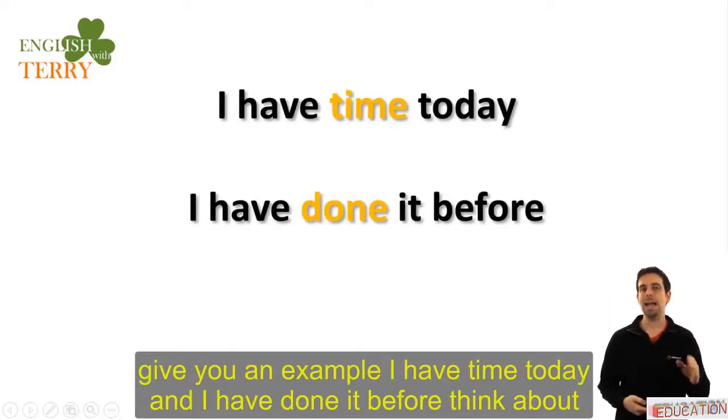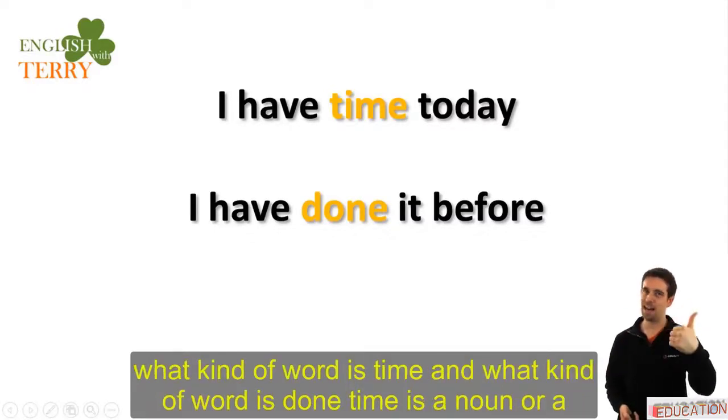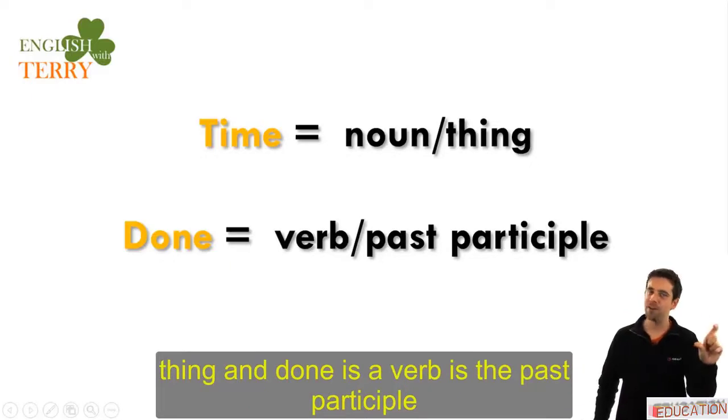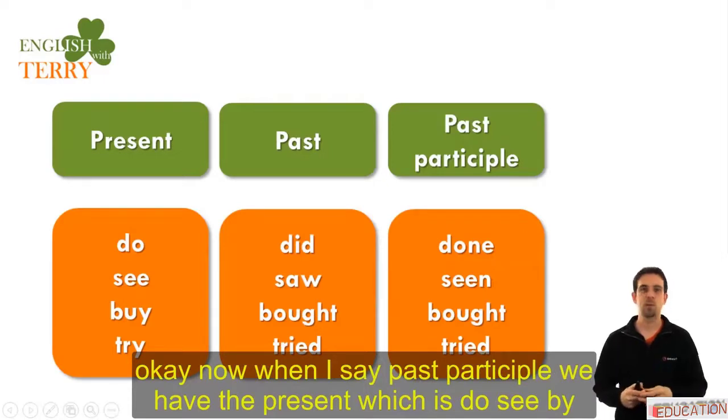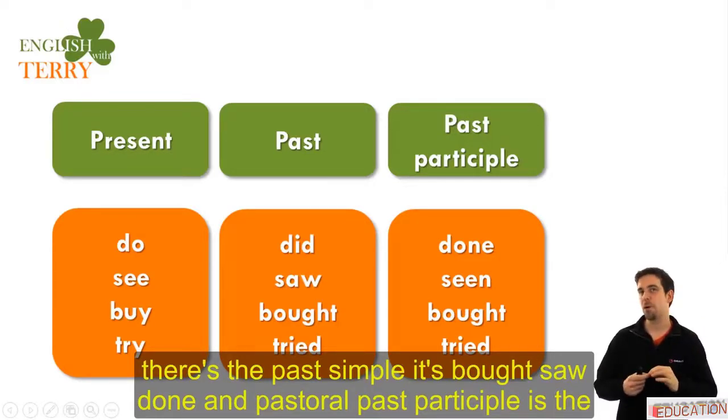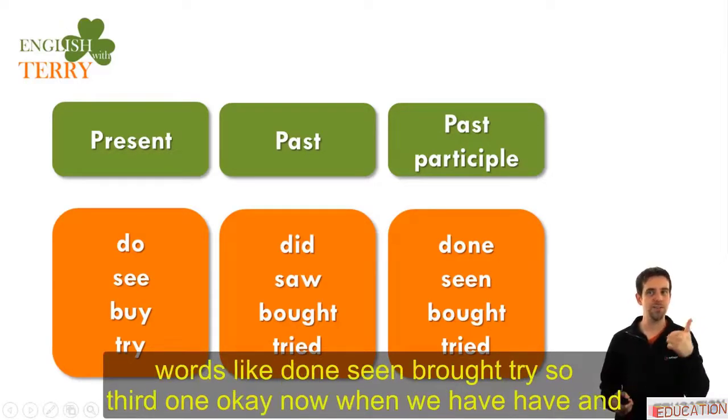Let me give you an example. I have time today. I have done it before. Think about what kind of word is time and what kind of word is done. Time is a noun or a thing, and done is a verb. It's a past participle, okay? Now, when I say past participle, we have the present, which is do, see, buy. There's the past simple, which is bought, saw, done. And past participle is the words like done, seen, bought. It's the third one, okay?